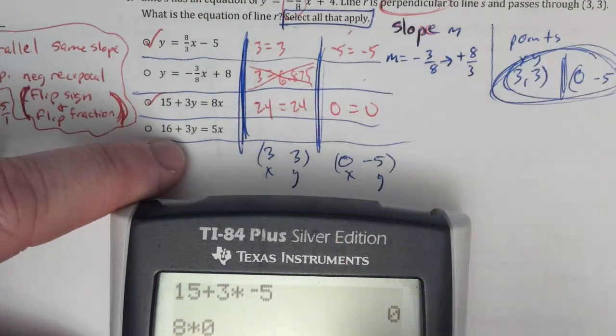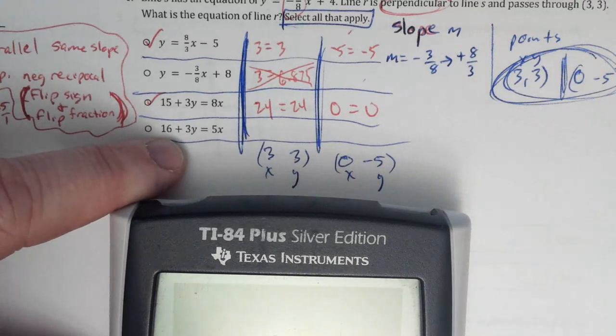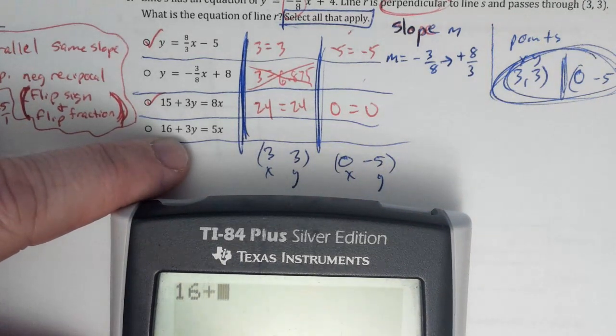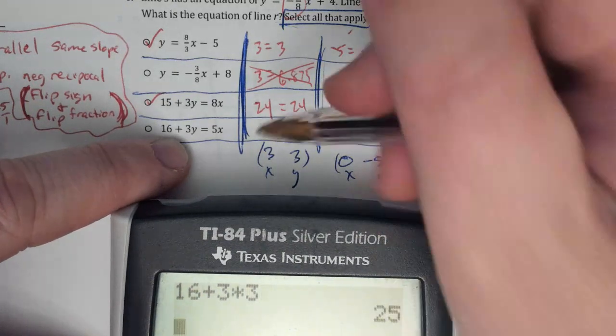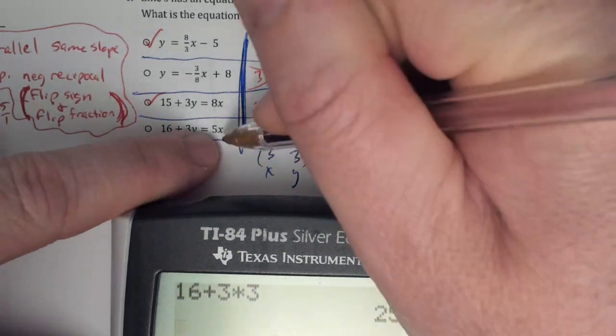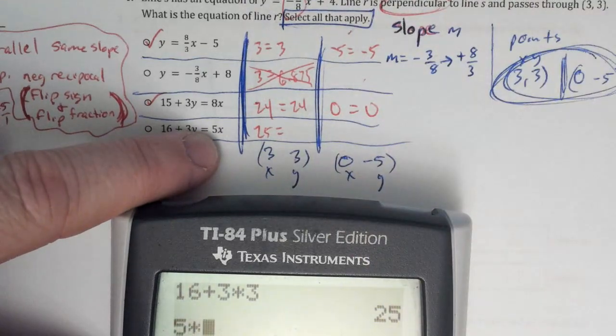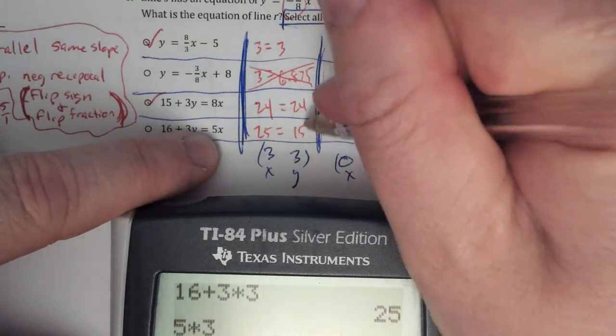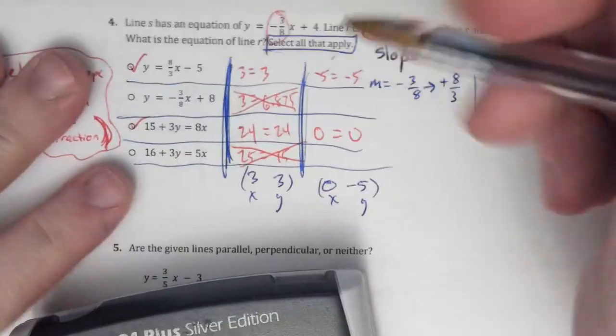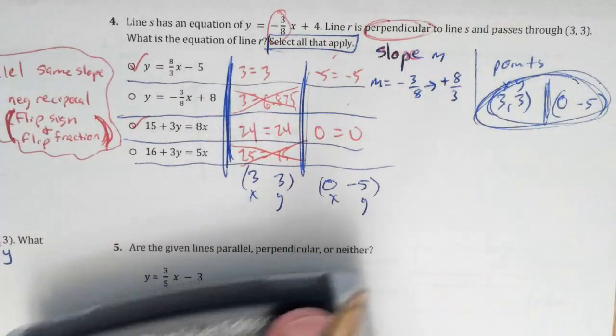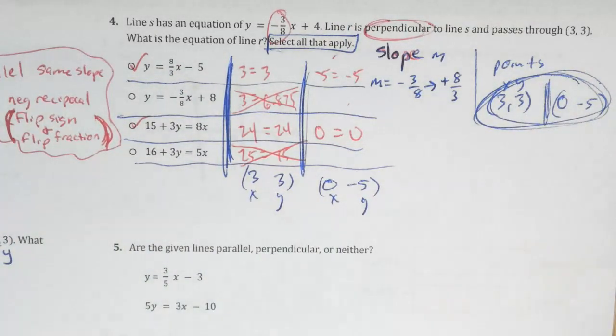All right, and this one. Okay, 16 times plus 3 times 3. Does 25 equal 5 times 3? No, it does not. So this doesn't work. So we only have these 2 points that work. So that's definitely one way. I think that's the best way you could do this.